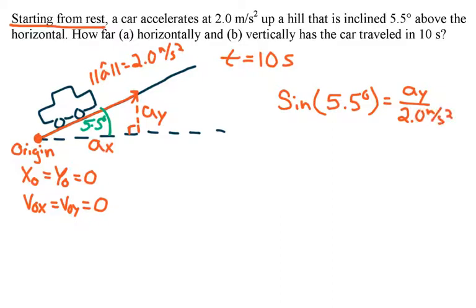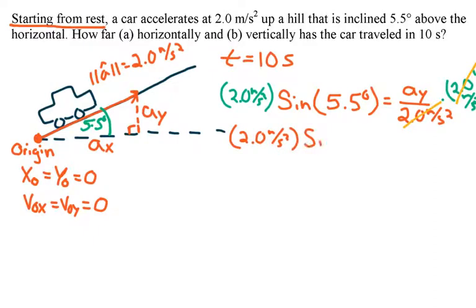Now to solve for this, I just multiply both sides by 2.0 meters per second squared. Sorry, I'm kind of running out of room there. On the right-hand side, my twos cancel out, and I'm left with 2.0 meters per second squared times the sine of 5.5 degrees is equal to a sub y.